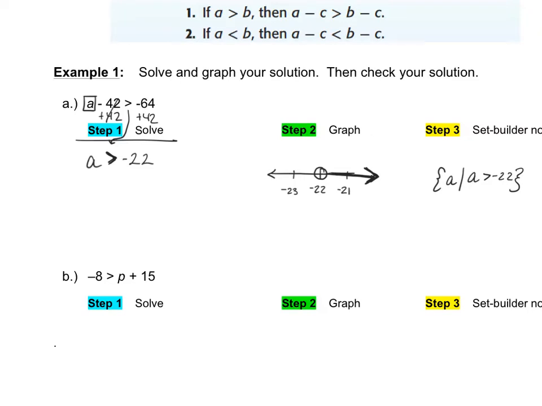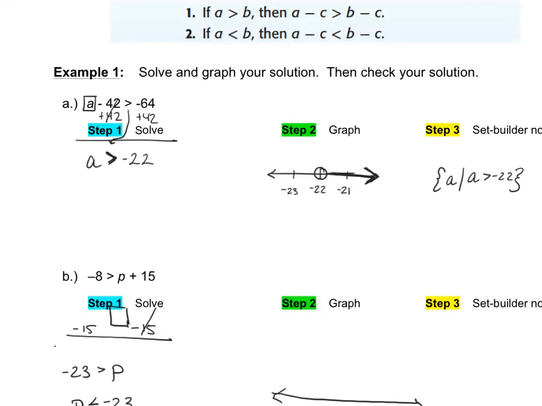Okay, example B. To isolate P, we'd get rid of that plus 15. We're going to subtract 15 from both sides. And negative 8 minus 15 is negative 23. It's greater than P. Remember, in order to graph, we're going to need P on the left-hand side. So I'm going to switch that, which means my greater than symbol is going to switch to a less than. We're reversing it. And so P is less than negative 23.